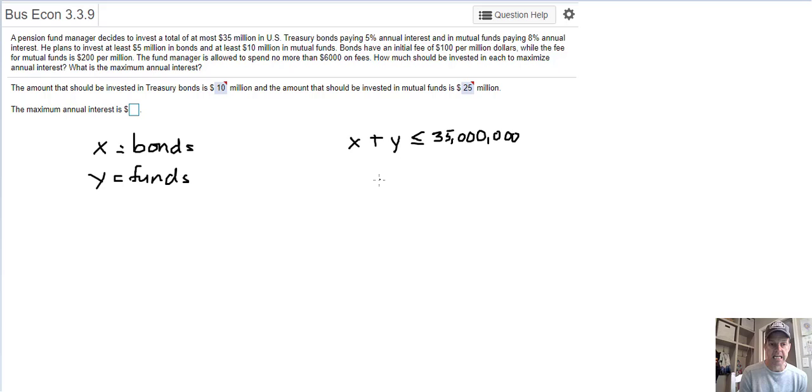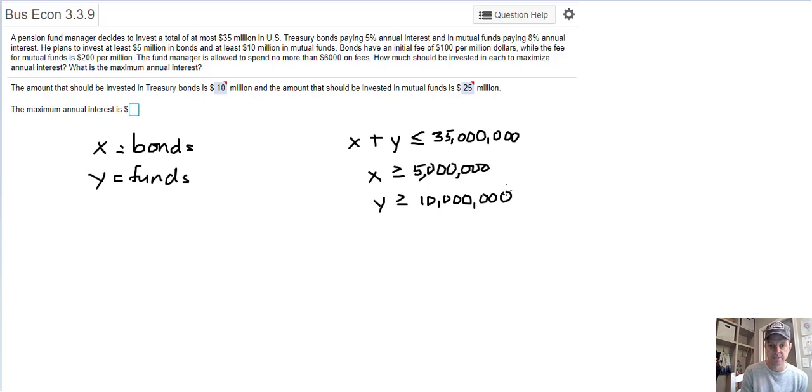Alright, we have to invest at least 5 million in bonds. Again, backwards thinking: at least means greater than or equal to, because when something's at least 5 million, it's 5 million or higher. And the same thing with mutual funds: y, we want at least 10 million there.